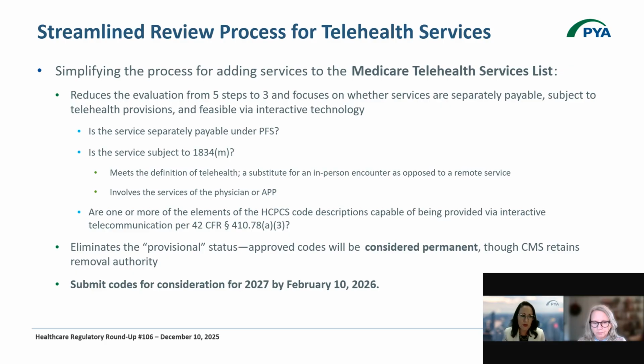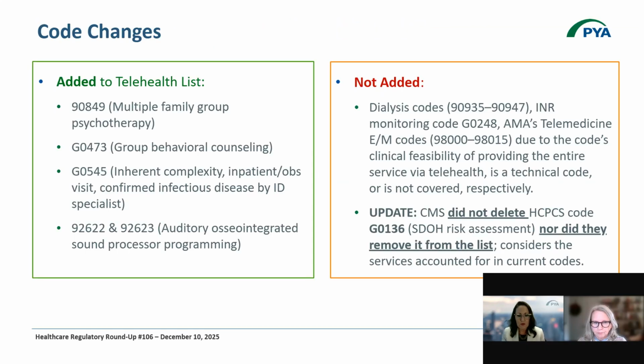You can submit those codes between now and February 10th of 2026 for any codes that you want to be considered for the following year. So the codes that they're looking at currently and that they worked through the proposed rule and received feedback include these added codes to the left of the 90849 multiple family group psychotherapy, G0473 group behavioral counseling, G0545 for the infectious disease inherent complexity code, and these two 9,000 codes for the auditory osseo integrated sound processor programming. These all met those three criteria, whereas the codes that they did not add did not.